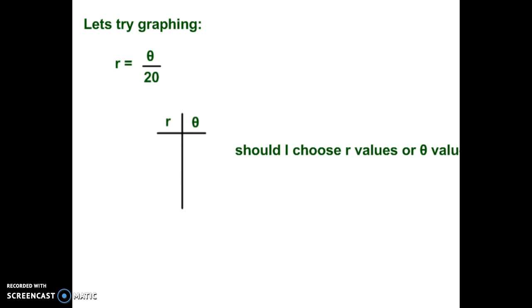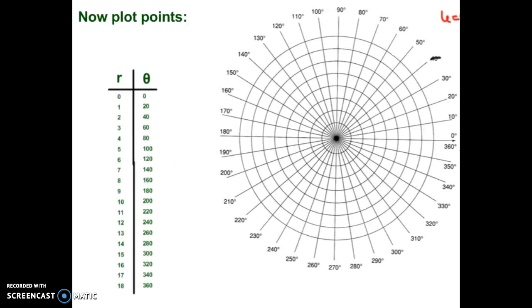First, we're going to take this polar equation, r equals theta over 20. I would start by picking good theta values. In this case, theta is your independent variable, so I'll treat it that way. 0, 20, 40. These are all good values because I can easily divide them all by 20. So 0 divided by 20 is 0. 20 divided by 20 is 1. 40 divided by 20 is 2. 60 divided by 20 is 3. I can keep on going, or I can show you my in-out table.